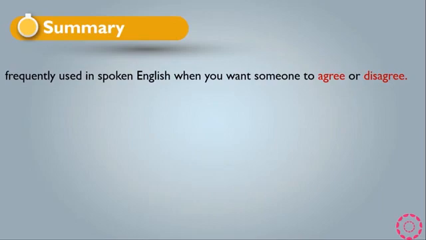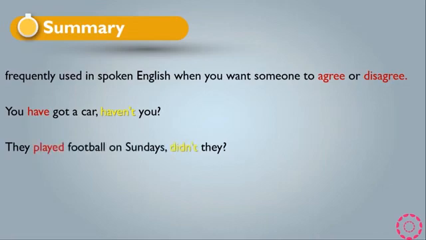So let's see and remember what we studied today. A question tag is frequently used in spoken English when you want someone to agree or disagree. This is the use of question tags. You have got a car, haven't you? They played football on Sundays, didn't they? Open the window, will you? According to the rules we studied, we have becomes haven't, played is past simple so it becomes didn't, and open the window is an imperative, so it becomes will you.